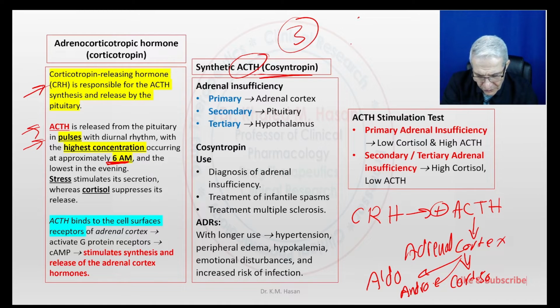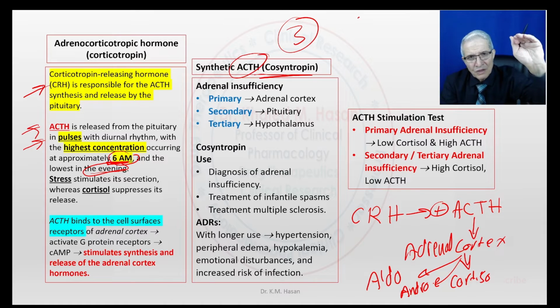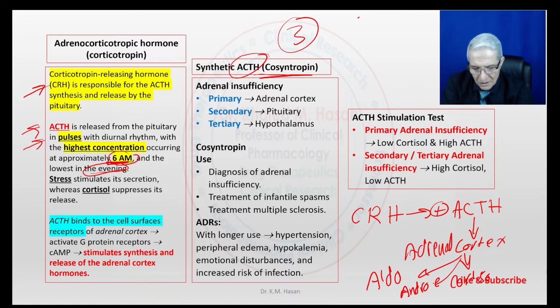Okay, then the high level will be at 6 in the morning, and the lowest level will be in the evening. Does that make any sense for us? Yes. When you try to prescribe this medication, ACTH, to your patient, try to give the maximum high dose in the morning and a lower dose in the evening. The purpose of that is to mimic the normal physiological secretion in the human body. So give the high normal dose in the morning and the lowest dose in the evening.